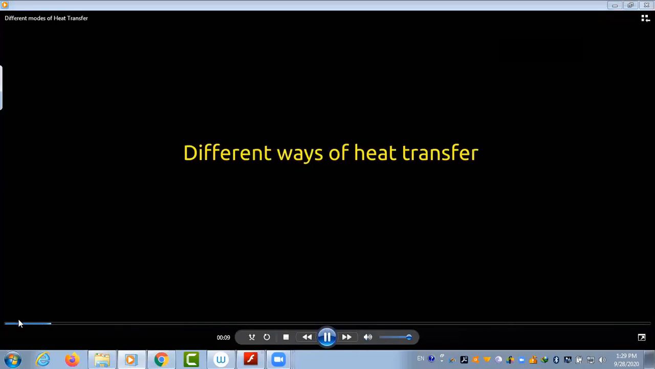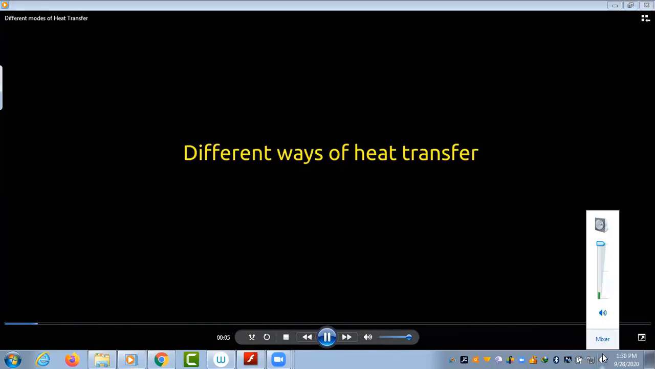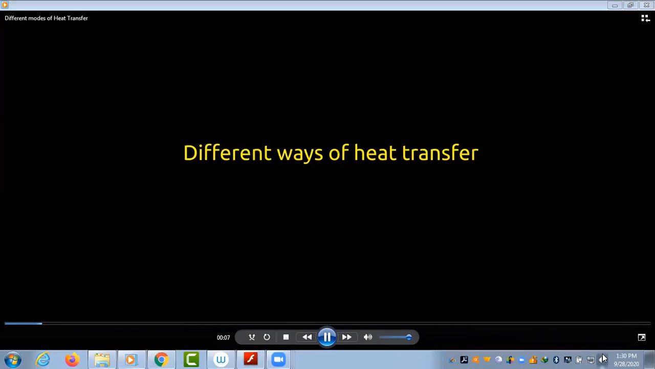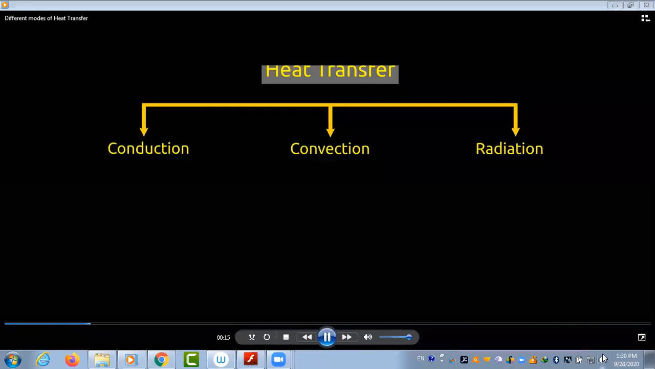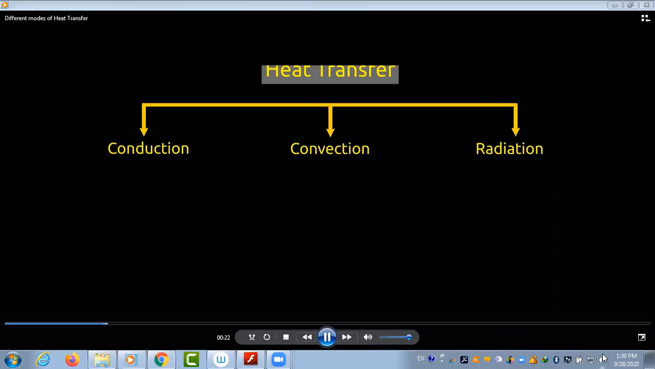In this video, we will learn that when you keep an object near burning wood, it becomes hot because of heat transfer. We will learn about different ways in which the transfer of heat can take place. Heat can be transferred from one object to another by conduction, convection, or radiation.